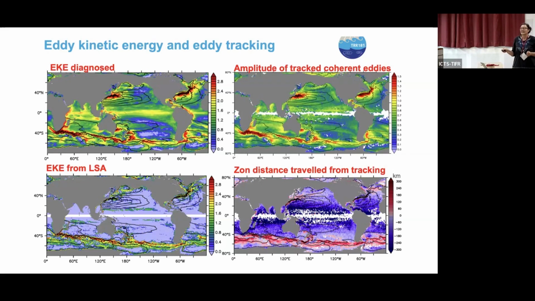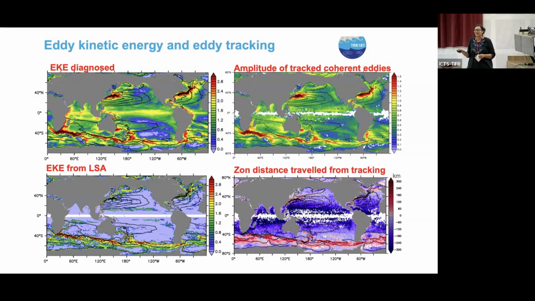So here is the eddy kinetic energy diagnosed in the model, and this is just from a time mean. You can also compare this to the amplitude of eddies that are tracked in the model, coherent eddies. Of course, there are no coherent eddies in the tropics. And you see, though, that otherwise it matches the patterns pretty well. The EKE from the linear stability analysis, on the other hand, doesn't include the advection. And so it is very localized, of course, because it assumes that locally you have the instability and that it goes directly there into the mixing. And so you have a localized EKE.